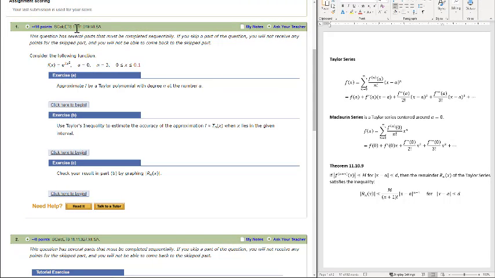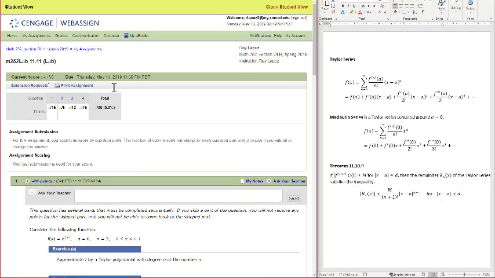Let's do a problem from your lab assignment. This is from section 11.11, problem number 1. We have a function e to the 2x squared, and we have a center point a equal to 0. They have n equal to 3, and then we want to look at x values between 0 and 0.1.